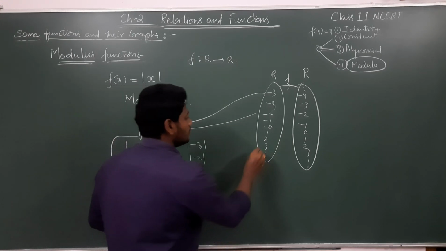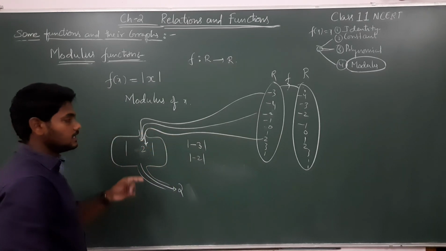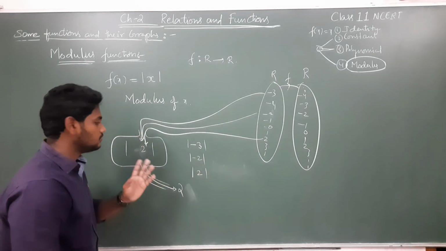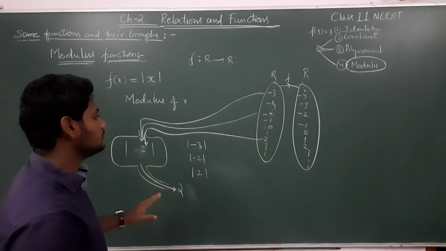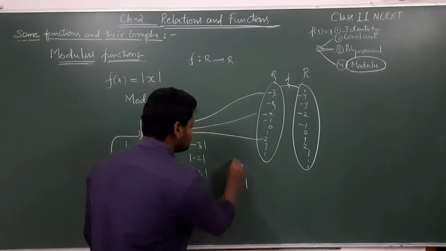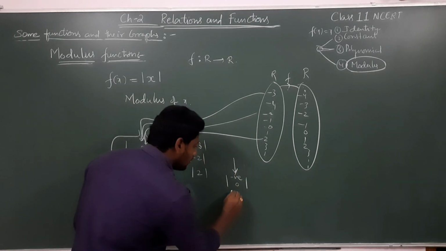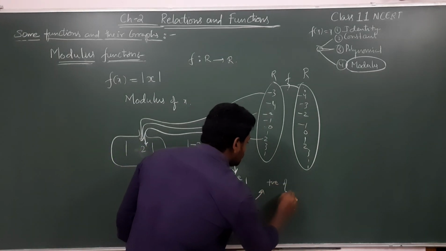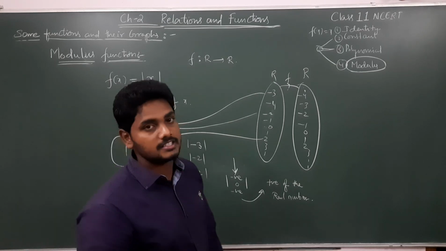Right? Now, into this modulus function I will substitute 2. Which 2? Plus 2. If I substitute plus 2, what will it give? Are you thinking it will give minus 2? No. It will give plus 2. That means what you understand from this is, in that modulus function, whatever you substitute, whether it is a positive real number, 0, or a negative real number, it gives the positivity of the real number. So this function we can also call a positive function.